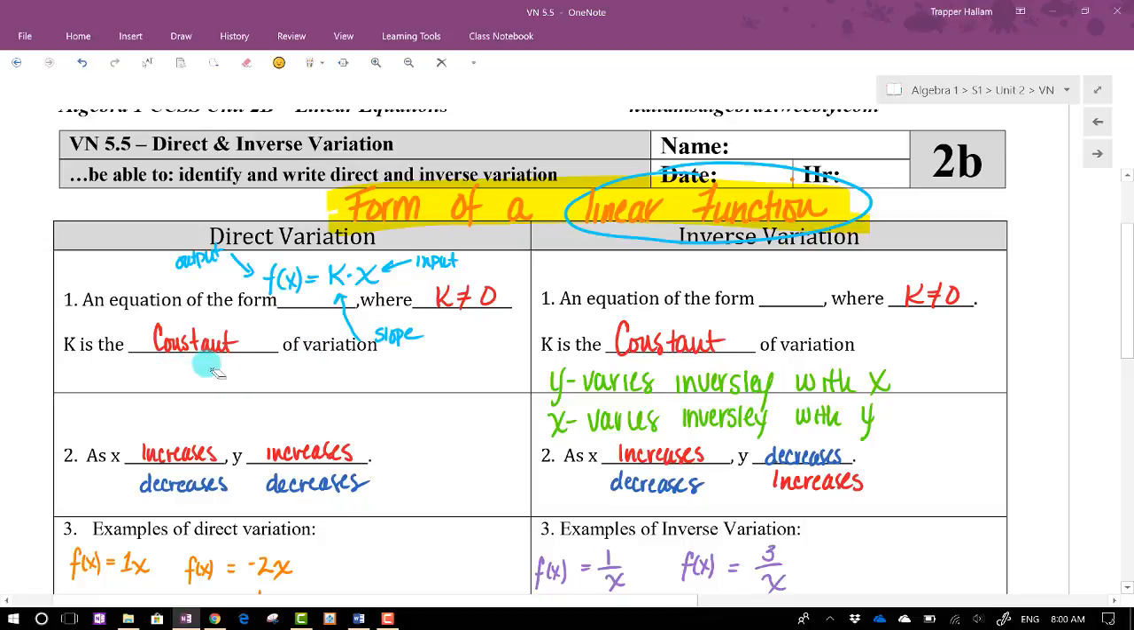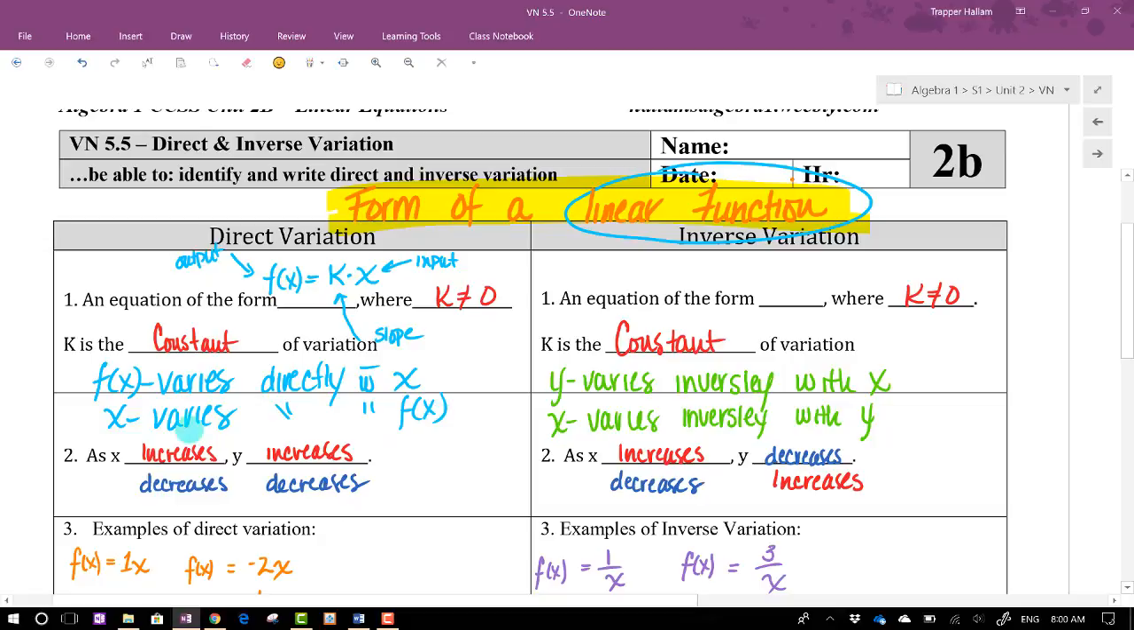In this direct variation, we like to say that y, or f of x in our case, varies directly with x. Meaning that what happens to our output directly happens to our input. Or vice versa, we can even write the reverse because it's also true. So x varies directly with f of x or y.